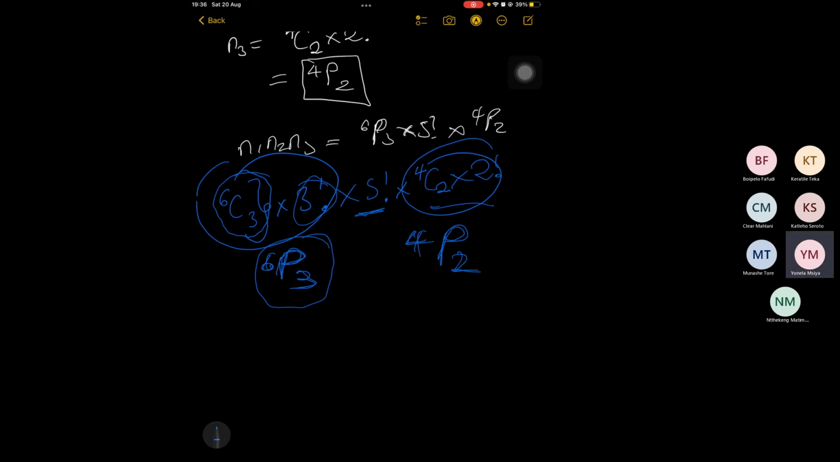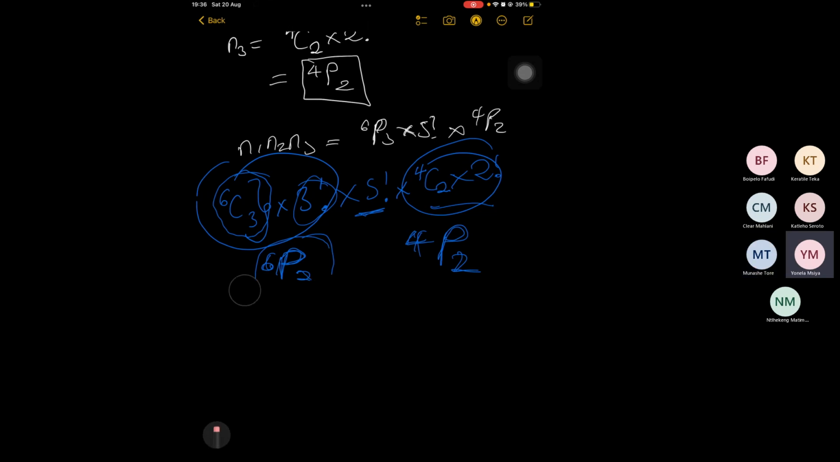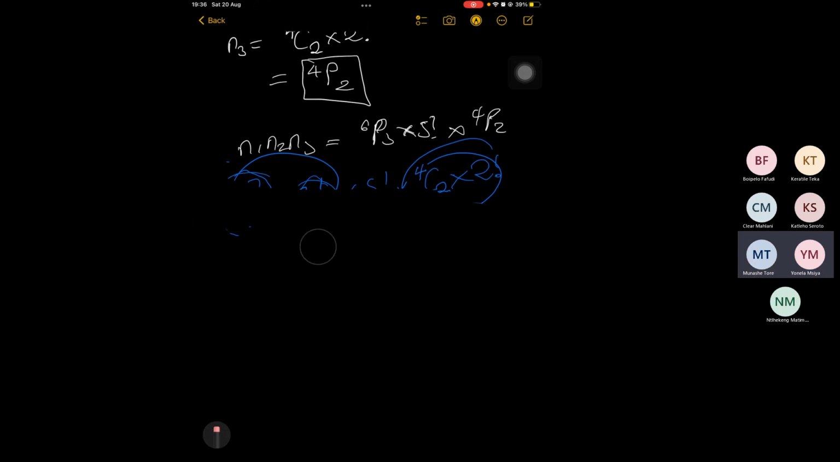Okay, so I have a question. If the Audi cars are identical and the Mercedes-Benz are also identical, how will the approach be different? Okay, thank you.